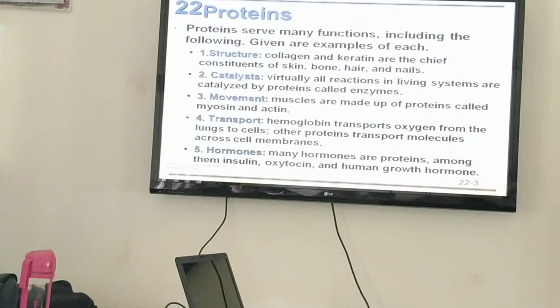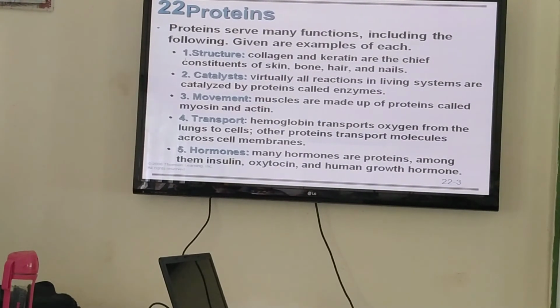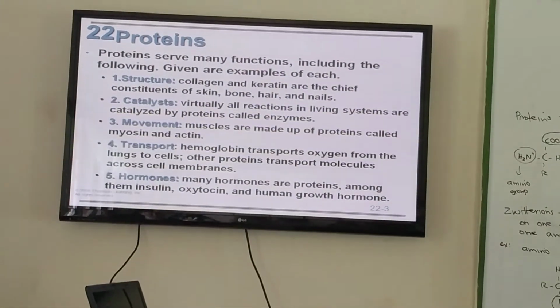Another, movement. For movement, muscles are made up of proteins called myosin and actin. So what makes you have muscle contraction? Why do your muscles contract? It's because of the interaction between the actin and the myosin. These are protein molecules. The myosin head binds with the actin. It's a globular protein, and that causes muscle contraction. So those are proteins.